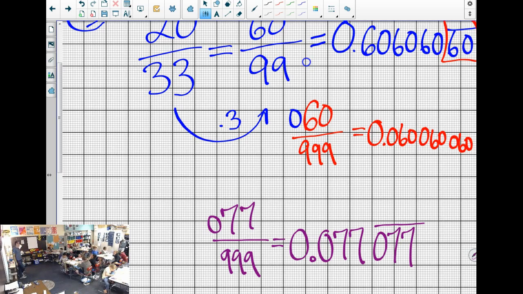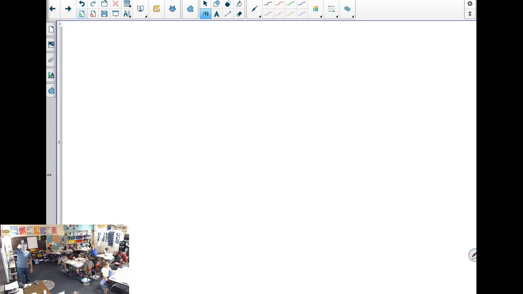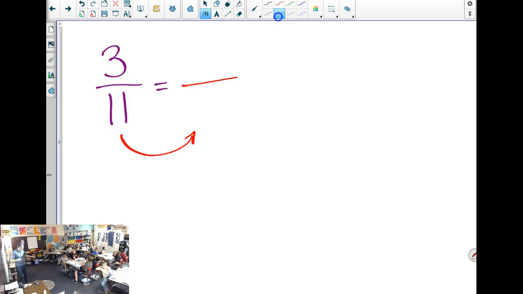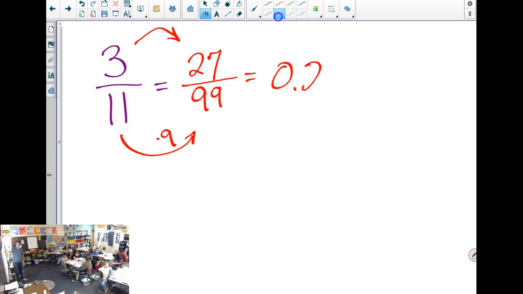Now you can use this trick in a lot of different ways. Pencil down for a moment, give me your eyes. Let's imagine that we're given the fraction 3/11. 11 does not become 100 very easily. It's kind of gross. But it becomes 99 super easy. What is 3 times 9? 6. Wait, no. 27. My bad.